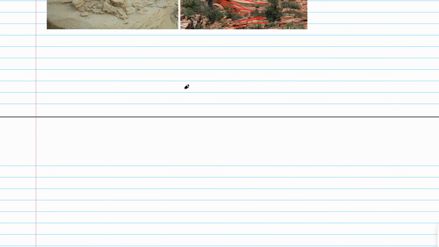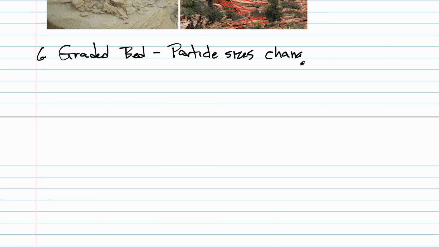All right, good. Number 6 is graded bedding. So in grades in school, you get A's and B's and C's. No D's, hopefully, in my class. In graded bedding in sedimentary rocks, instead of A's and B's, it's particle sizes. It's differences in particle sizes that change across a bed.